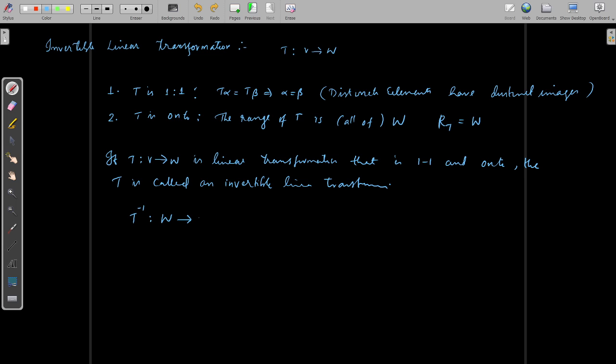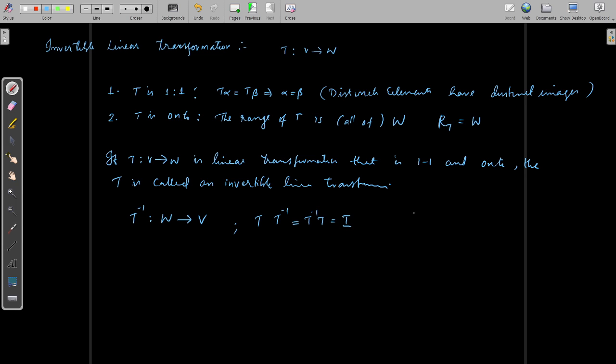Then we will prove that this T inverse is also a linear transformation from W to V. Obviously, T is 1-1. If T is 1-1 and onto, we can define T inverse such that T composed with T inverse, that is T T inverse, equals T inverse T, which is equal to the identity map. This is the required condition for invertible functions. So if T is a linear transformation with 1-1 and onto, we can get T inverse as a map from W to V with this condition, and we will prove that this T inverse is also a linear transformation.